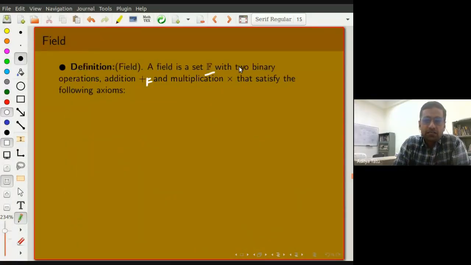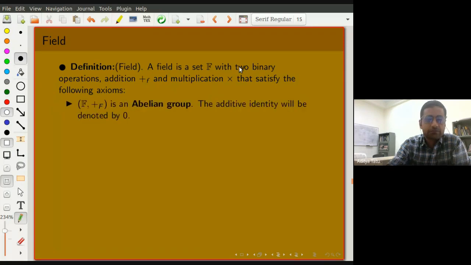So field, let me quickly define this. It is a set with these 2 operations that satisfy 3 very simple properties. First, as expected, the set F with the addition operation is an abelian group. Once again, I'm going to denote the additive identity in the field by 0, that is the notation. Don't take it as a number. This is different from the additive identity of my set V in the previous slide, which is why I need a separate notation. I hope you can appreciate this.